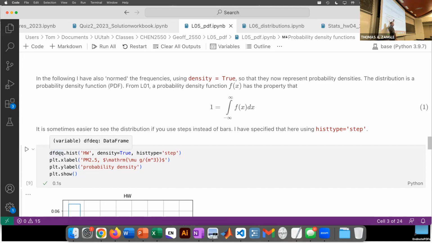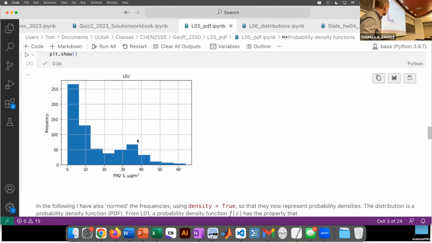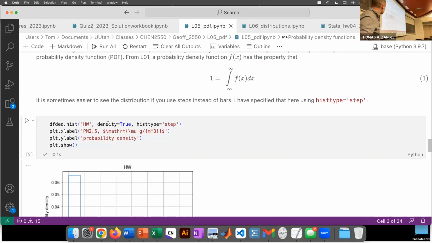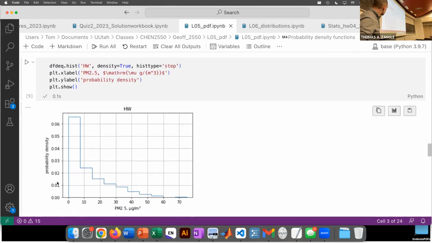That's where that density in here comes from. Remember, our probability density function has this property that the integral is equal to 1, which is definitely not satisfied if we have everything in terms of counts. But if we use that density equals true option, you can see that the probability density, as labeled on the y-axis, has much, much smaller values. Instead of values above 1,000, which were counts, the number of times we actually observed those values, now we're looking at the frequency that we've observed those values normalized by the total number of observations. Put another way, this first bin shows that just over 6.5% of the observed values were within this bin.